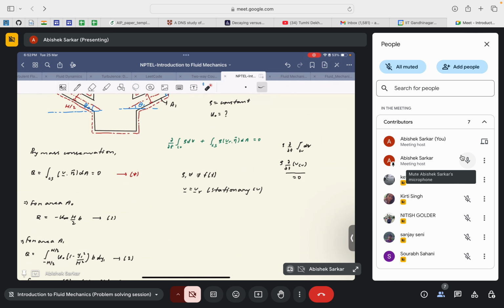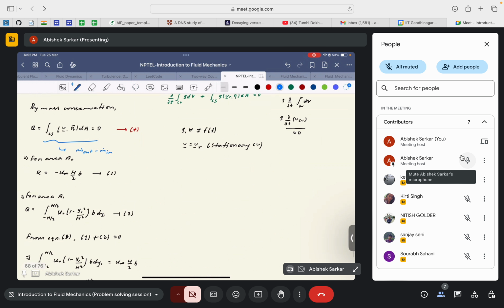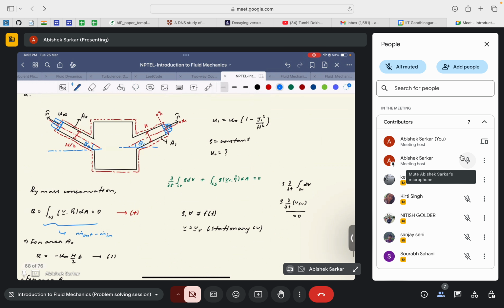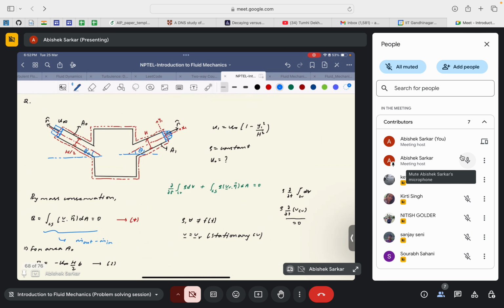This is basically the net outflux from the container or the control volume. So it will be m dot out minus m dot in, the net mass flow rate out of the control volume. At the area A naught, that is the left arm, the fluid is going inside the control volume, so it is the inlet. So, net mass influx.